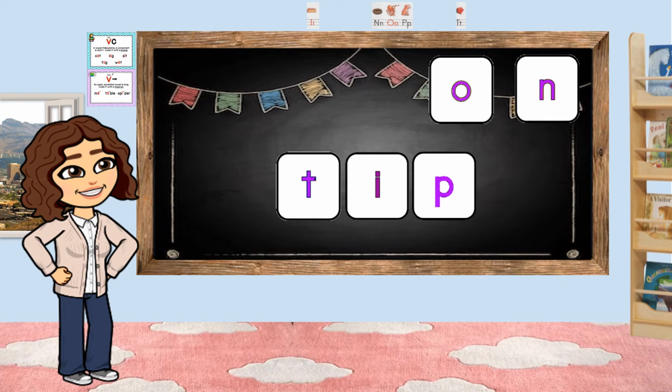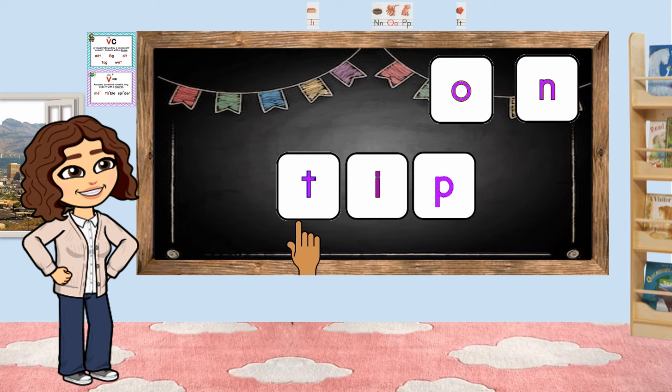Remember, a vowel that is followed by a consonant is going to make a short sound. So we have the letter I followed by a consonant, the letter P. That means the letter I is going to go "i." Let's sound out this word slowly at first. Here we go. T, I, P.